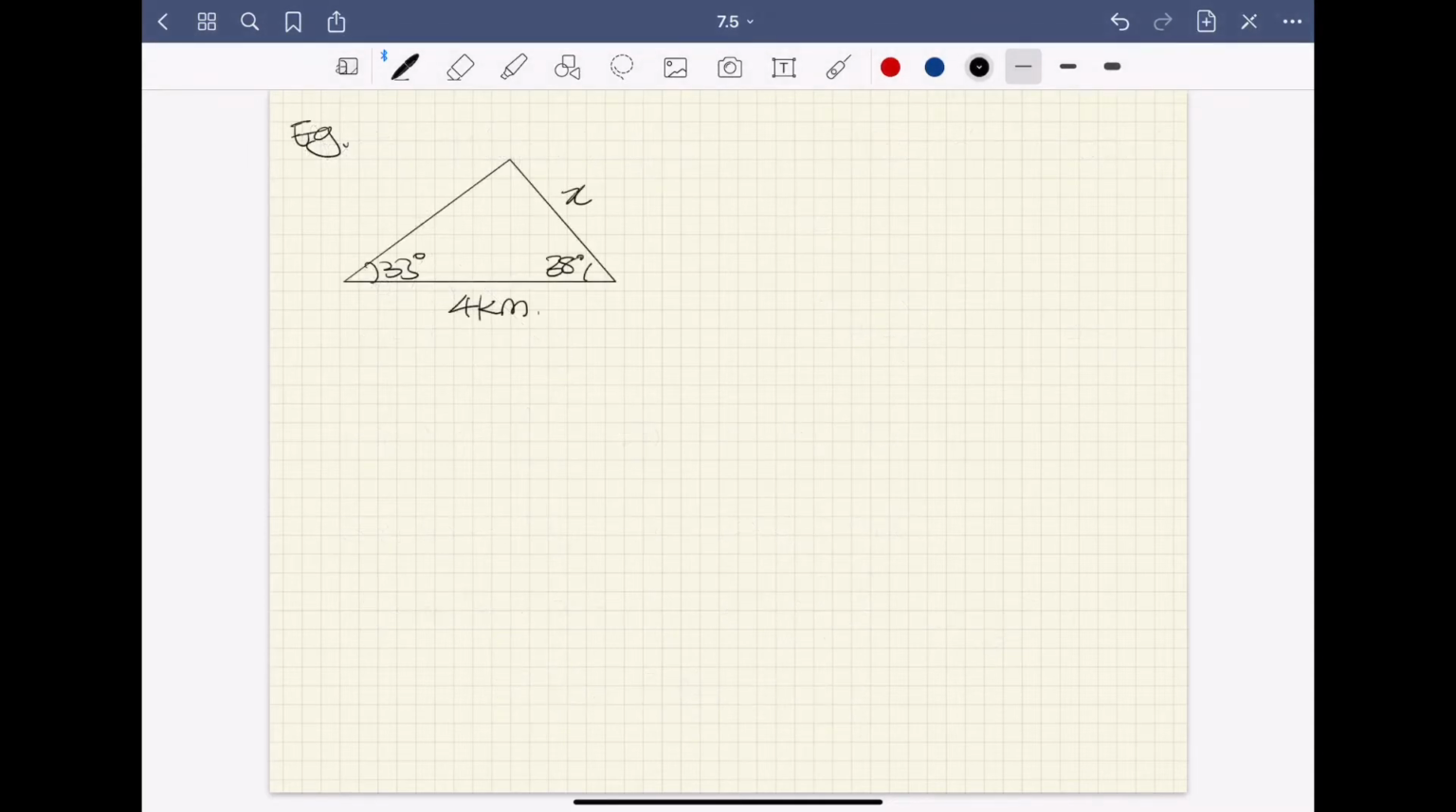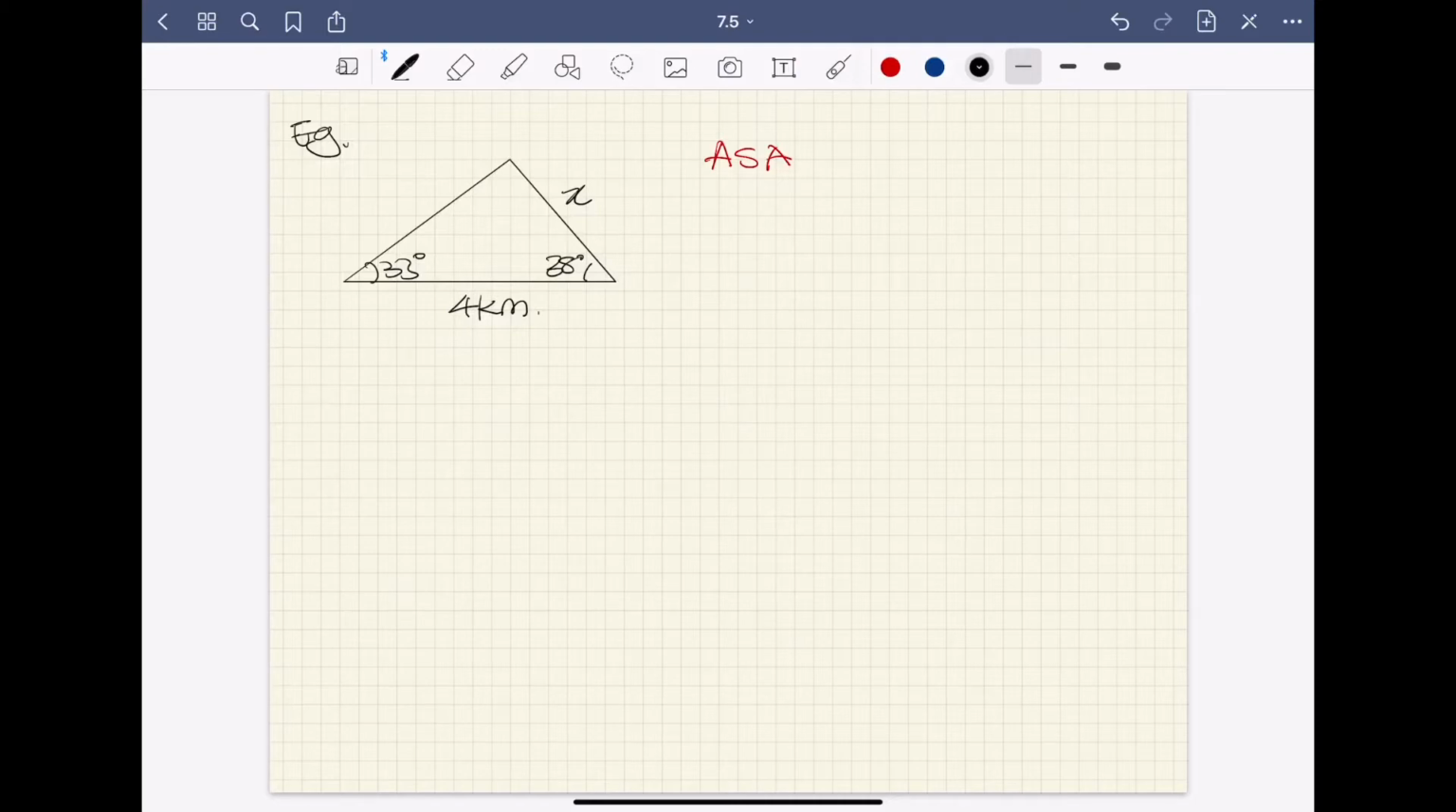So here we have a very basic example. Let's do this one together. Let's see which type of triangle this is. We have this angle, we have this angle, and we have the side that's connecting the two angles. So this question will be ASA, angle side angle. We know for angle side angle questions, we can use our sine law.